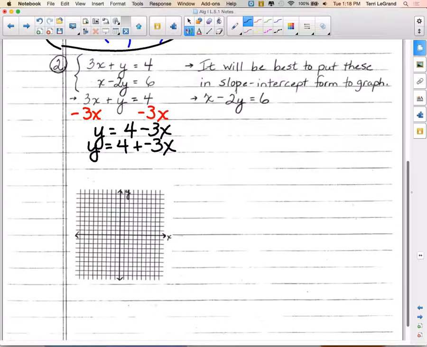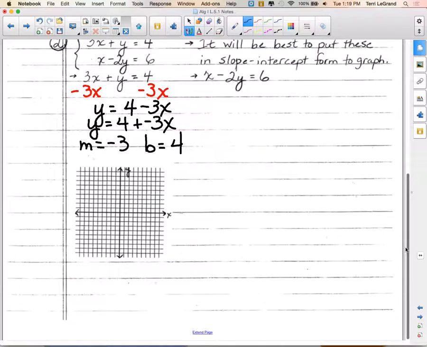Now it's y equals, well, b plus mx. What is our m value? Negative 3, not the 4, right? It's what x is being multiplied by. What's our b value? Positive 4, okay? We'll graph that one before we mess with the other one. Go ahead and get that one graphed.